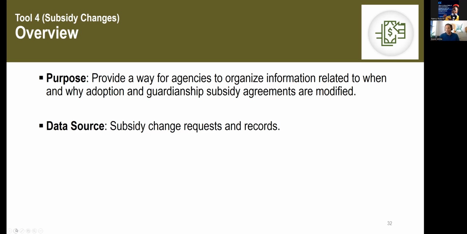Keeping a record of the reason for subsidy changes helps agencies determine which events are related to instability. The source of data for the Tool 4 tab is your agency's adoption and guardianship subsidy records about the reasons that subsidy changes are requested. This information may not be readily available, and you may need additional resources to add this information into existing data systems. Next.